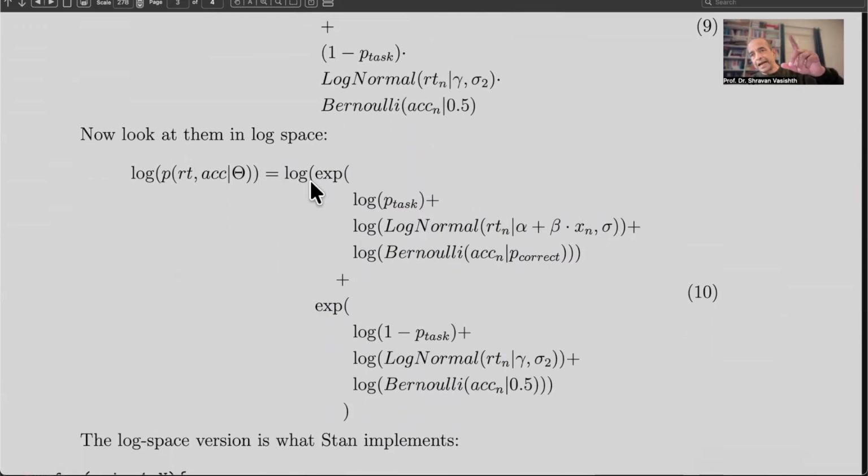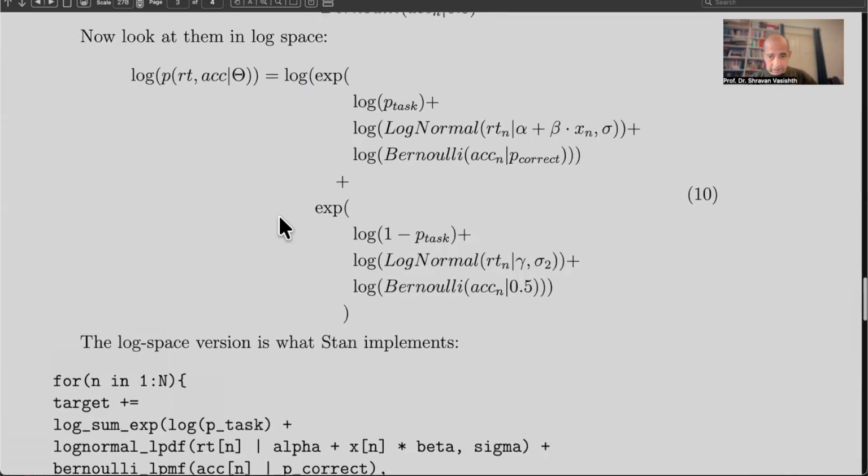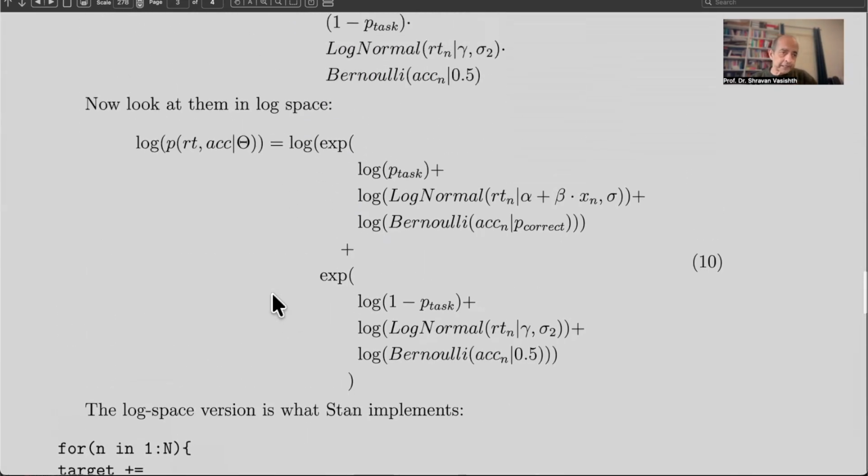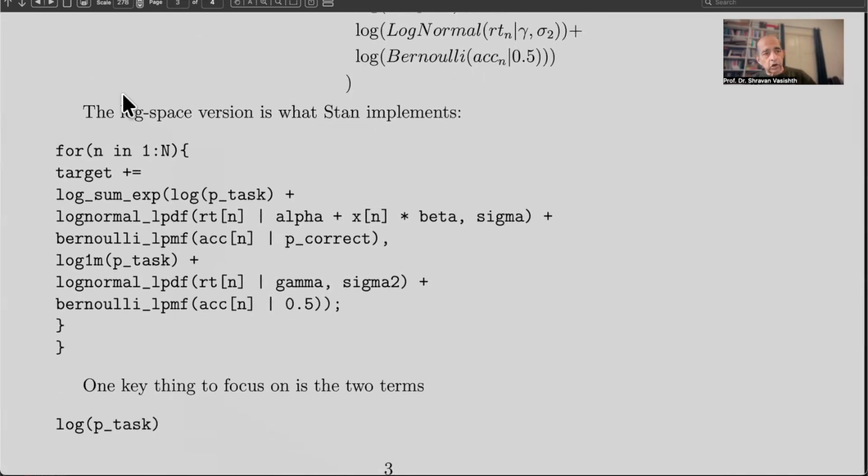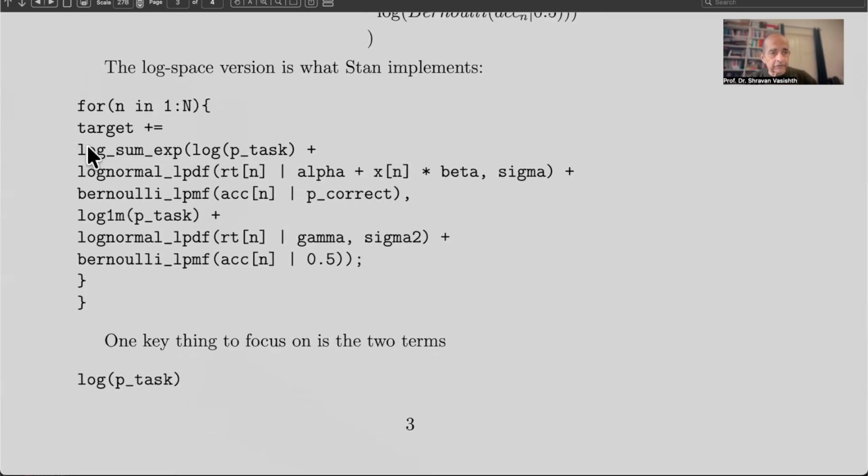Then we exponentiate it back because then we're going to take the log again, because the exponent is the inverse function for the log. So these logs allow us to sum up the 3 products, and then we exponentiate back to get back on the original scale, and then we take the log. It's a bit hairy to think about, but it's straightforward. The point is that we want to get to the log likelihood in the end, and the log space version of the likelihood is what Stan implements.